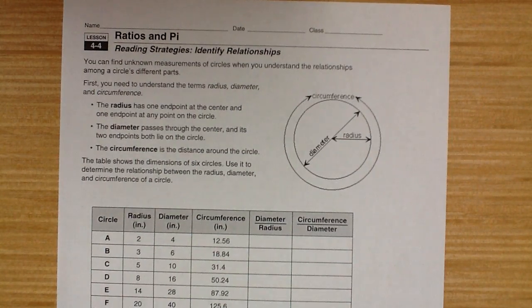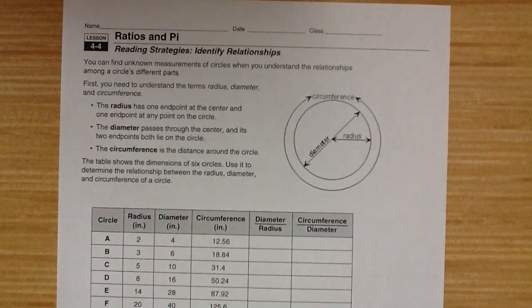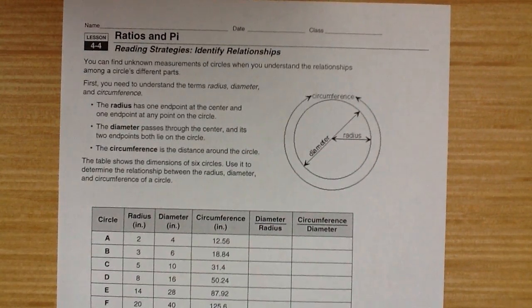Okay guys, so today we will be talking about circles and ratios within those circles and pi, because circles can be proportional. So we're going to explore that relationship and see how we can use proportions to help us find information about our circles.